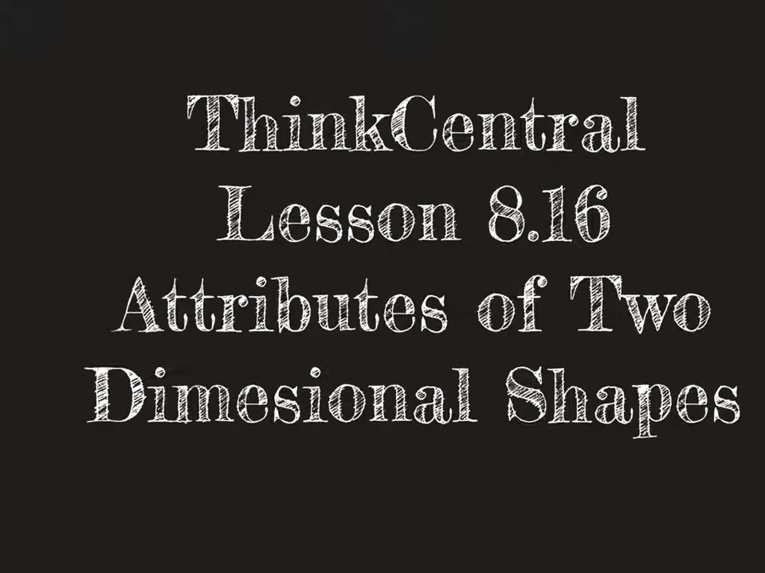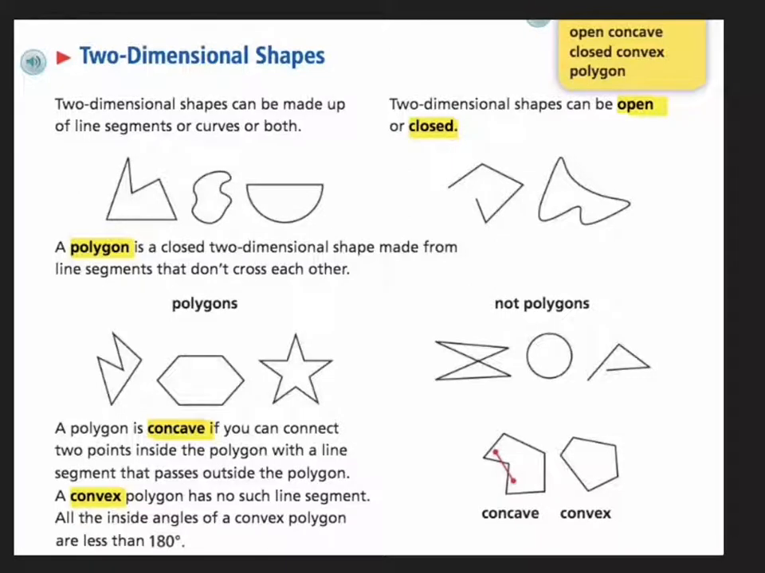Let's take a look at Think Central Lesson 816, attributes of two-dimensional shapes. So characteristics of two-dimensional shapes, or flat shapes. This is a copy of a page out of Think Central. We're talking about two-dimensional shapes. You can see two-dimensional shapes can be any type of shape. They could have curved lines or straight lines.